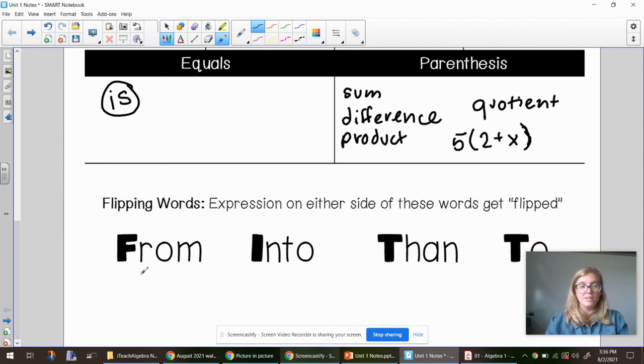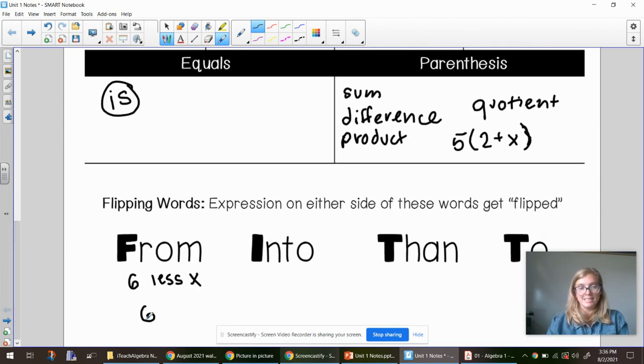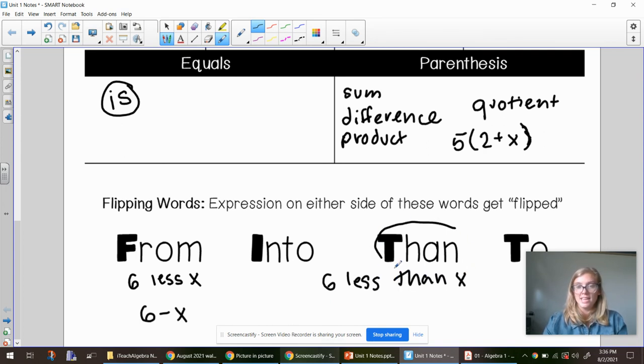If I have the expression 6 less x, we know less means subtraction, so I'm going to write this as 6 minus x. If I have the expression 6 less than x, than is a flipping word. That means that this expression is going to be x minus 6 because I'm starting at x and subtracting 6.